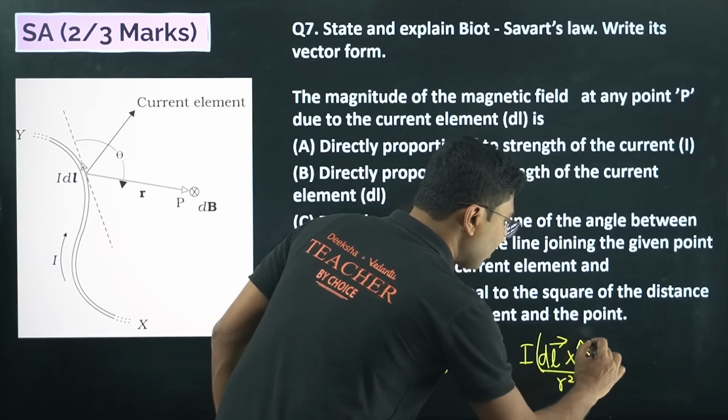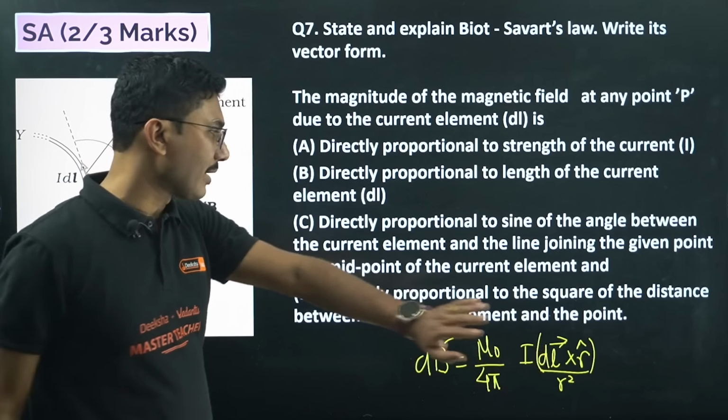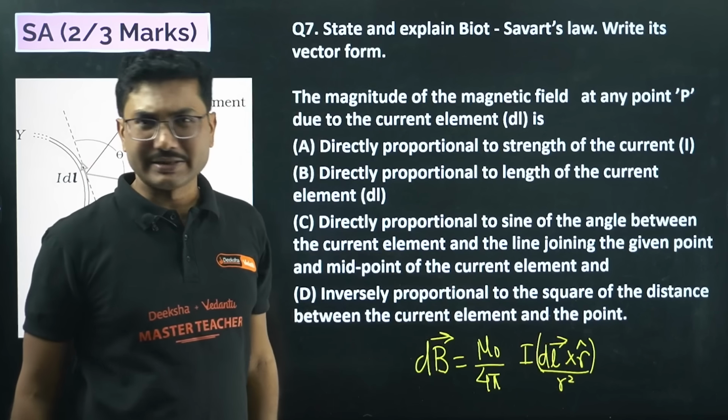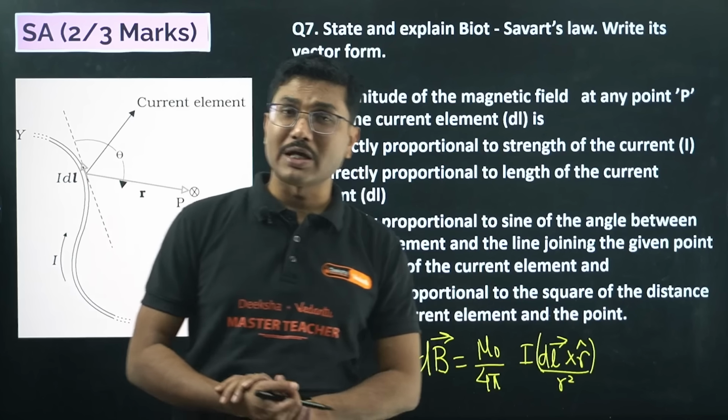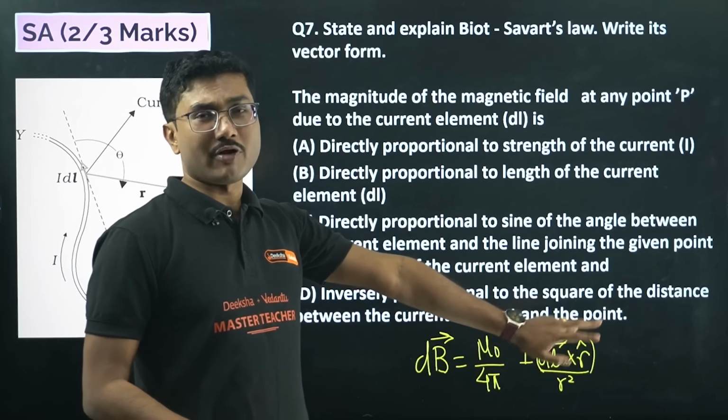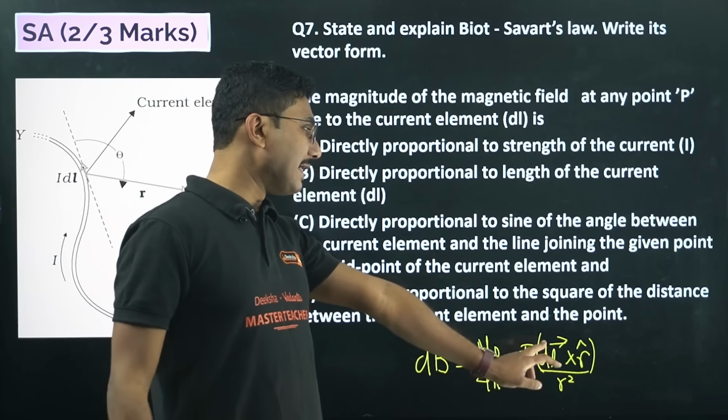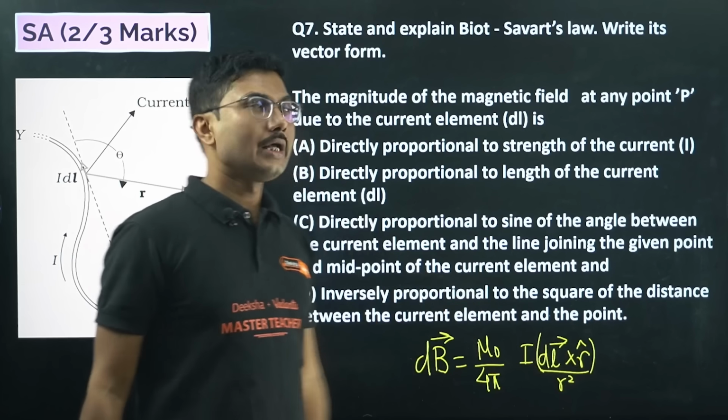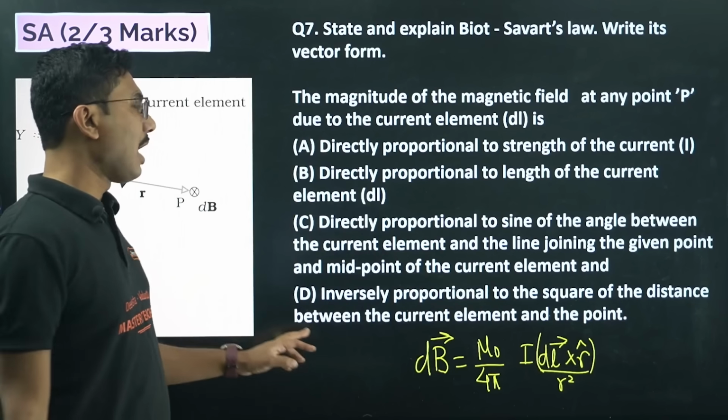So dl cross r cap divided by r square. This is the same as, or almost the same as, its scalar form. Only thing is, in scalar form there was a sine theta. So in vector form sine theta is missing, obviously, and it is dl cross r cap. Okay, so remember this. This will help you to answer the question.